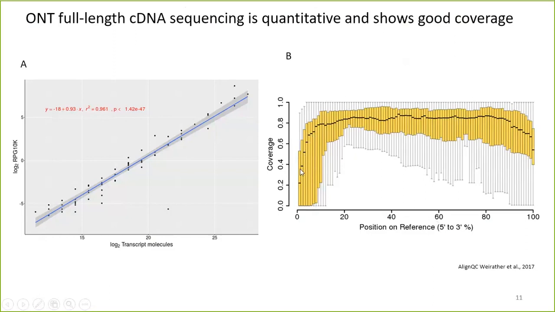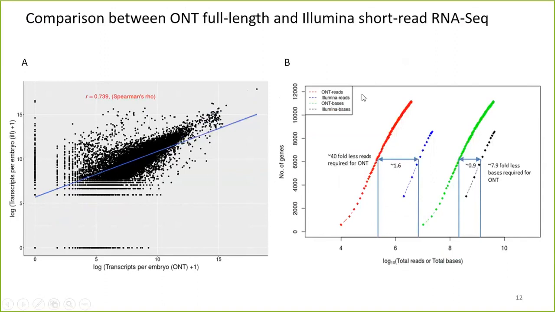And here's some bit of comparison between Illumina and Nanopore. In figure A, what we show is the absolute quantification using Illumina and absolute quantification using Oxford Nanopore. And again, you see good correlation, Spearman correlation of about 0.74, which is similar to what I've seen in the literature. So yeah, we know that we are measuring our quantities well.